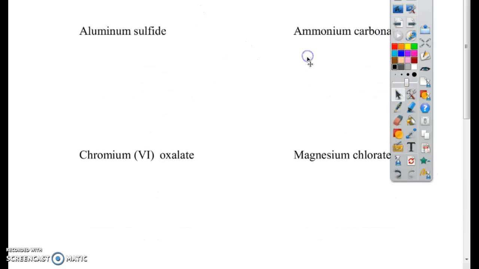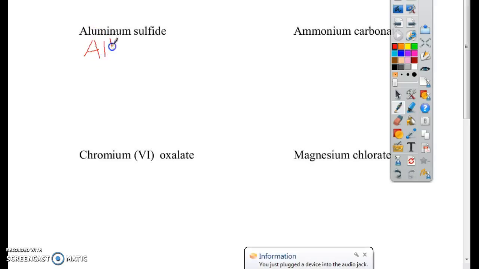All right, now if I give you the name and ask you to write the formula for it, figure out what each piece is before you move on. So aluminum, find aluminum on the periodic table. Its only option is to be +3. Now sulfide, it is ending in IDE. You are not going to find sulfide on the polyatomic ion list. This is one that is binary, so you find sulfur on the periodic table. It has a -2 charge.